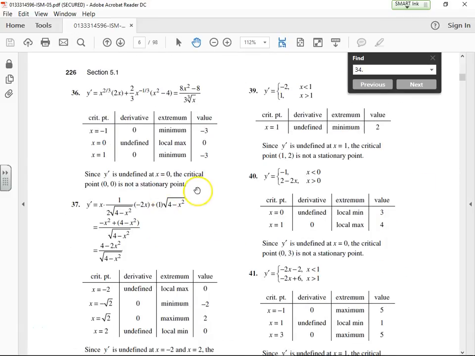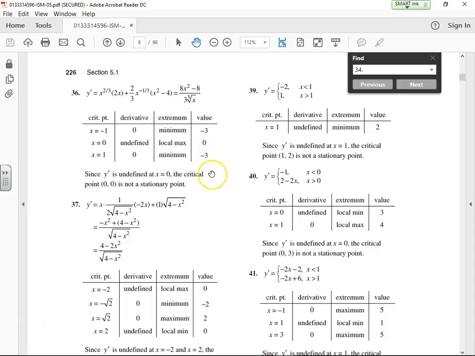Number 36, final answer is critical point 0, 0 is not a stationary point. And we have a local max at 0, the min at -1, and the min also at 1 because they tie. Absolute max or local? I put local min for x is equal. It says identify the critical points and determine the local. They didn't actually ask you to determine the absolute, to be honest.